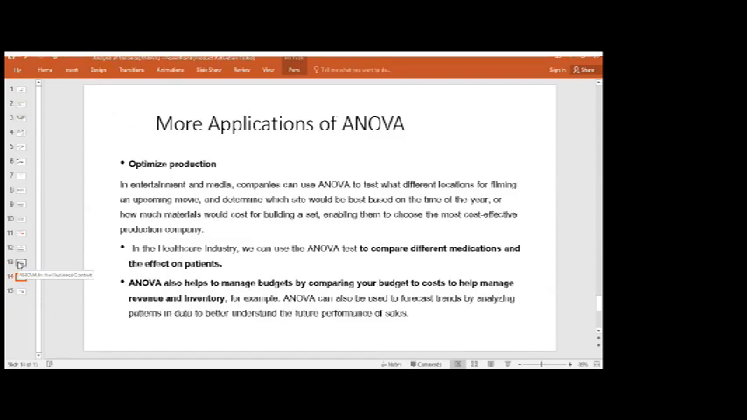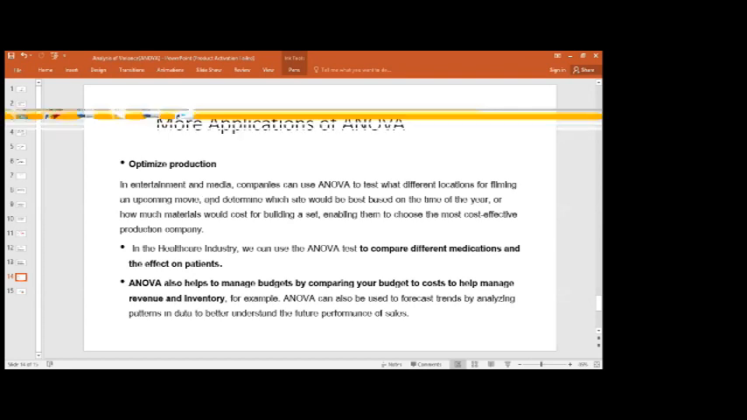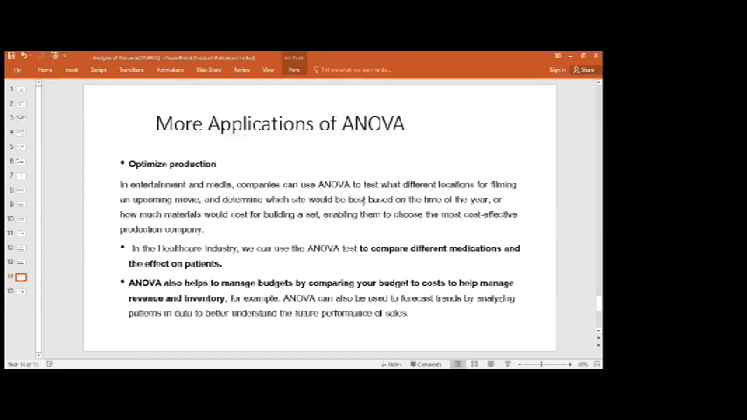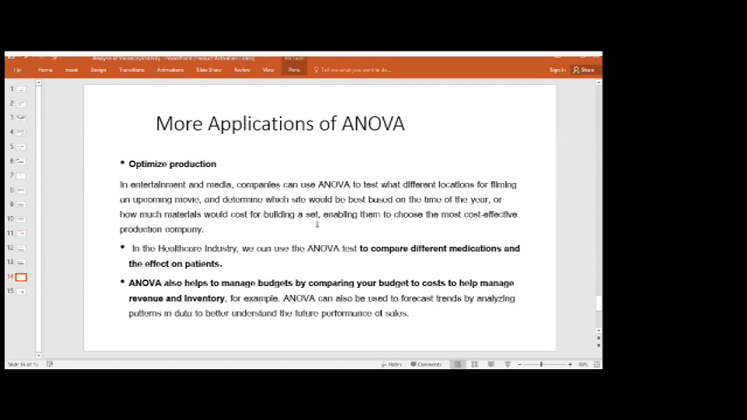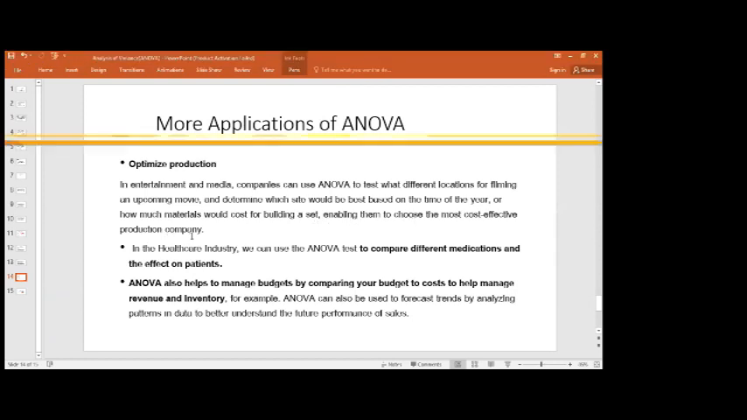So, more applications of ANOVA: optimize production. In entertainment and media, companies can use ANOVA to test different locations for filming an upcoming movie and determine which site would be best based on the time of the year or how much materials would cost for building a set, enabling them to choose the most cost effective production.